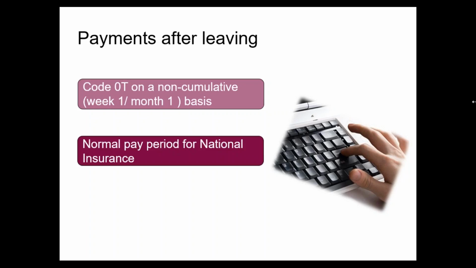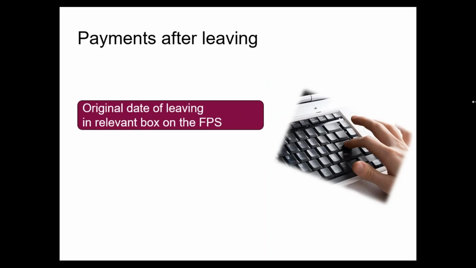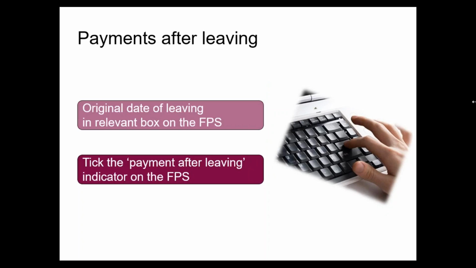You deduct national insurance unless it's a redundancy payment, and any student loan repayments using the normal pay period. But if it's an irregular payment like accrued holiday pay or an unexpected bonus, treat it as a weekly payment. You include the actual payment date in the relevant box on the full payment submission. Put the employee's original date of leaving in the relevant box in your payroll software and select the payment after leaving indicator. Now the next point to consider is what figure to include as the employee's pay to date.